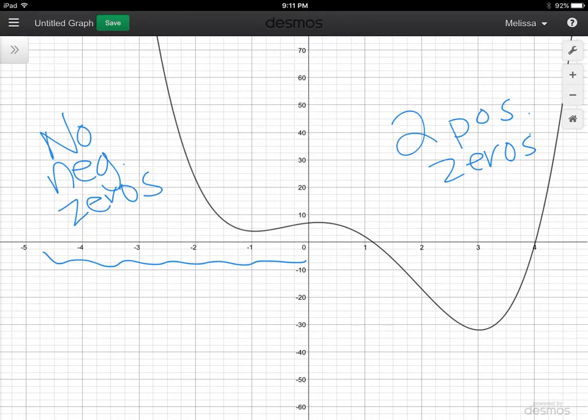Now remember, from Descartes' rule of signs, we said there could either be 2 or none for positive zeros, and we also said there could be 2 or none for negative zeros. So just because our degree is 4 on our polynomial doesn't mean there's actually going to be 4 x-intercepts. In this case, we only had 2 x-intercepts, and they were both positive.